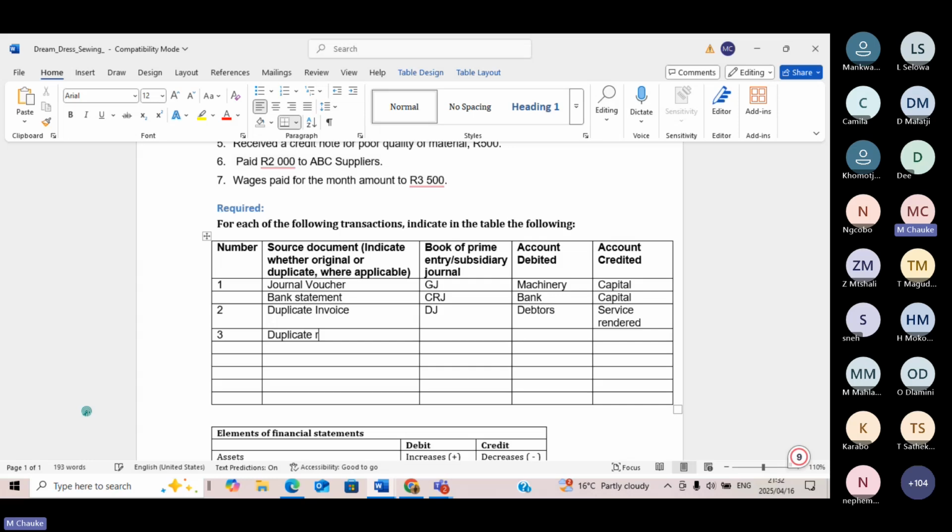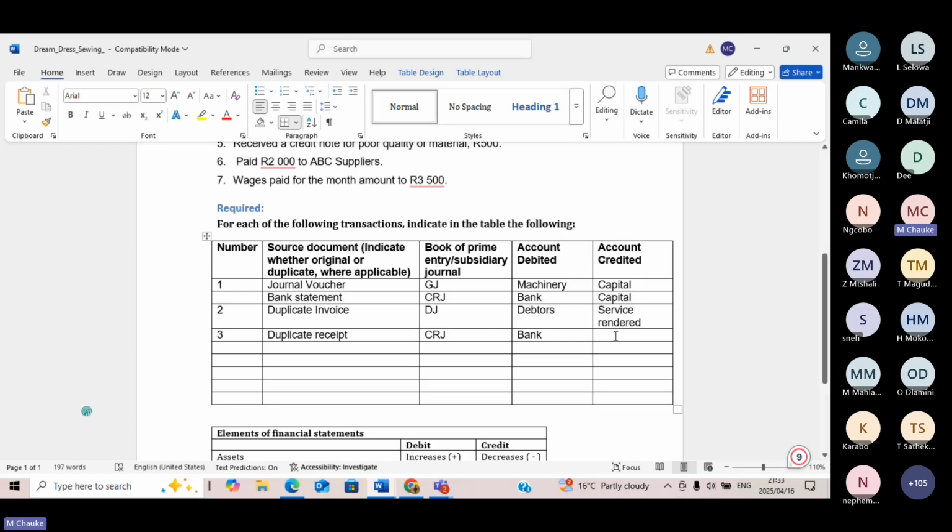This is exactly what they give you at ShopRite when you buy, because you buy for cash. So you're going to have what we call a duplicate receipt, because it's a cash transaction, right? And then the book of prime entry is going to be the cash receipt journal, because we have rendered a service for cash, and it means we have received the money immediately for that service. So when we receive money, bank will be debited because we are receiving more money, and bank is an asset. An asset, when it increases, we must debit, right?